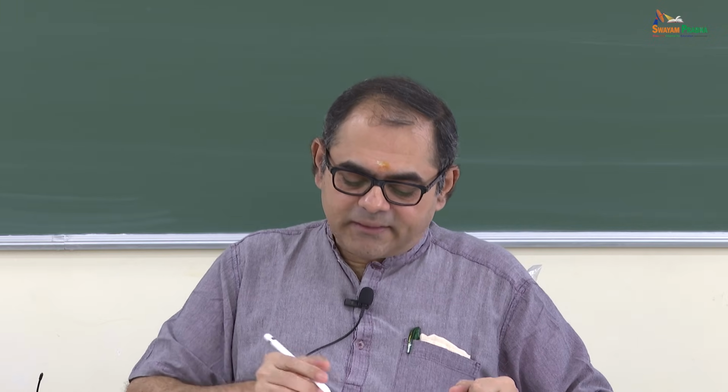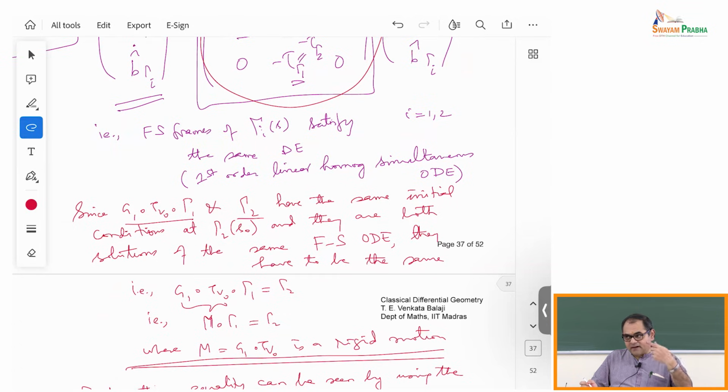So in principle, what I meant was that it's not these two curves, but rather their Frenet-Serret frames that have the same initial conditions. And when I say they are both solutions of the same Frenet-Serret ODE, it means that you solve for the Frenet-Serret frame and integrate the first vector, which is a tangent vector, to get gamma.